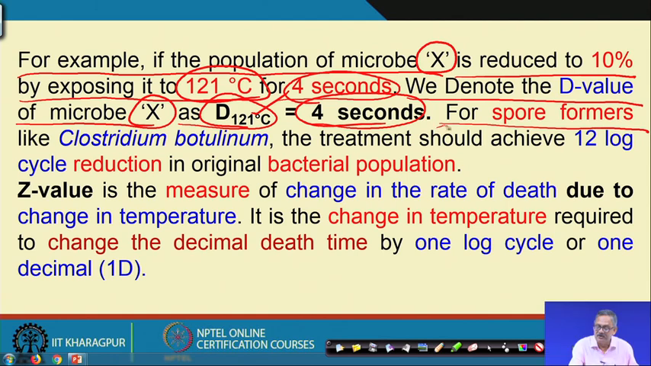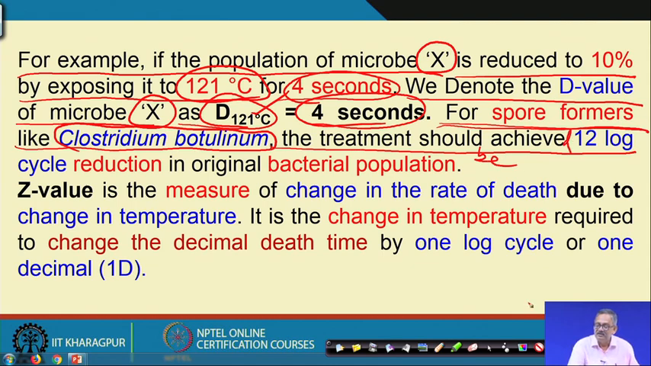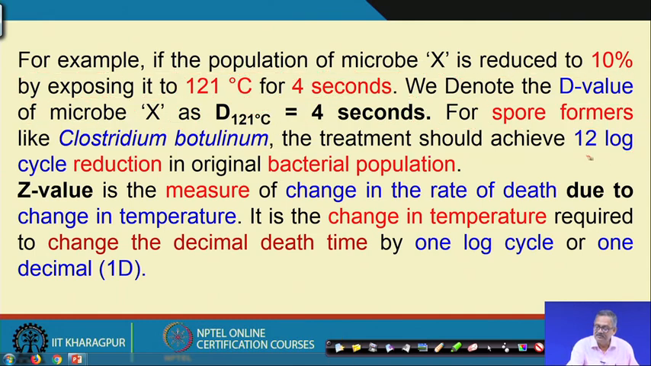So, spore formers, if they are at all present, you have to be doubly cautious, doubly careful about the killing of the spore formers. So, for spore formers like Clostridium botulinum, which is a spore former, the treatment should achieve a 12 log cycle reduction in the original bacterial population, right, 12 log cycle reduction.